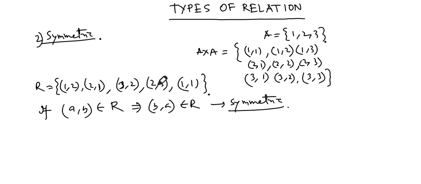If we omit any one of these opposite pairs, suppose we omitted (2,3), the opposite pair of (3,2), then it won't be a symmetric relation. If we have to omit, then we have to omit this also, then that would be symmetric. Now this is a symmetric relation, because for (1,2), (2,1) is here, and for (1,1), (1,1) is here. But if we write another element here, suppose we write (3,1), then to make it symmetric we have to also add (1,3), the opposite of (3,1), then it would be a symmetric relation.